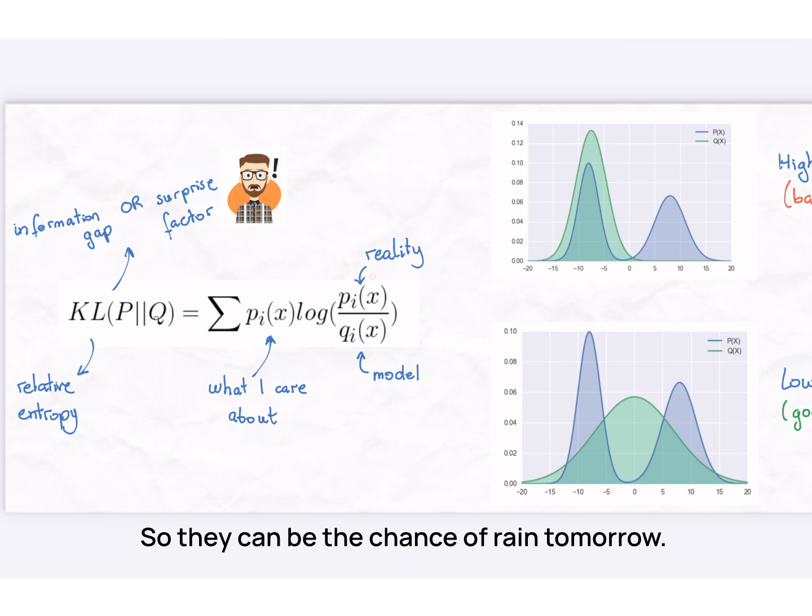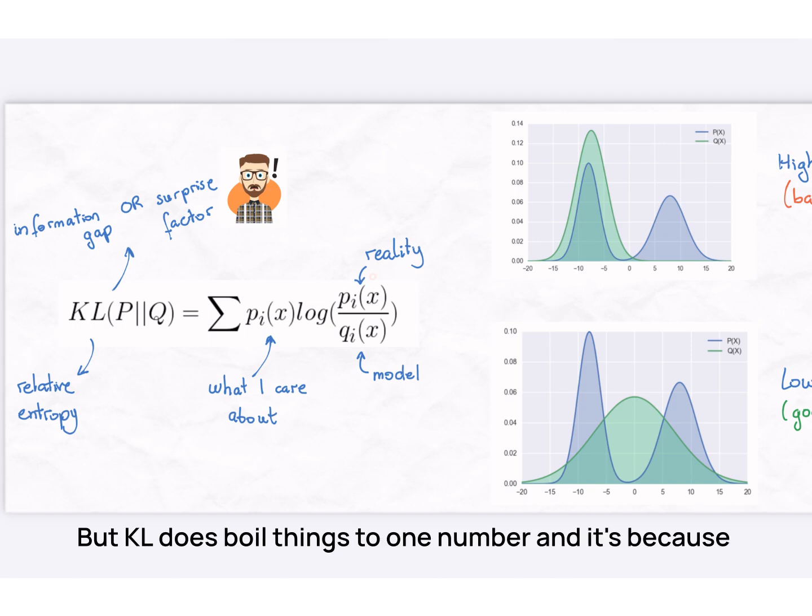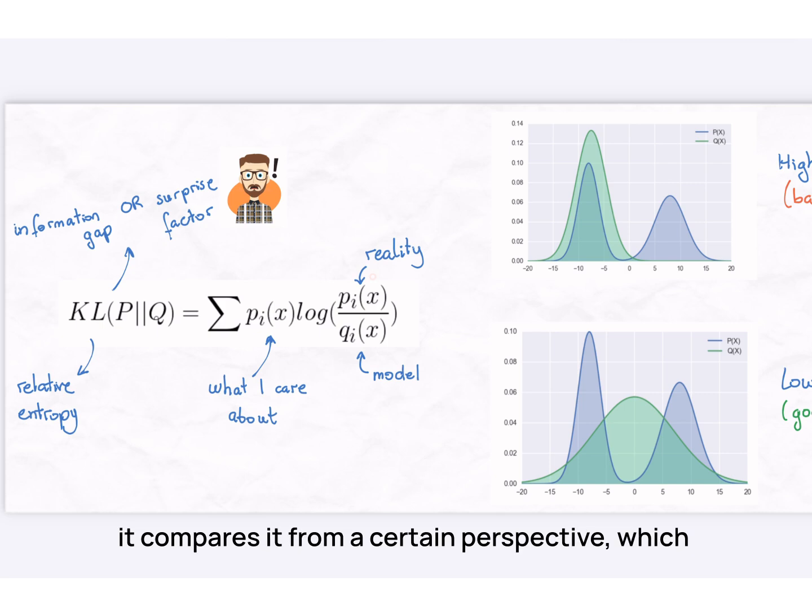So they can be the chance of rain tomorrow, it can be what a real image looks like, anything involving probabilities. And what's difficult with comparing two probability distributions is that they could be different in many ways, not just one way, and that is why you cannot boil everything down to one number. But KL does boil things down to one number, and it's because when it compares two probability distributions, it compares from a certain perspective, which is from a reference model or from a probability distribution that we actually care about. So not all changes are important, is basically what's going on. In KL, some changes are really important, and the difference between the regions where it is important is going to be included when we calculate the KL. I'll touch more on this a bit later.